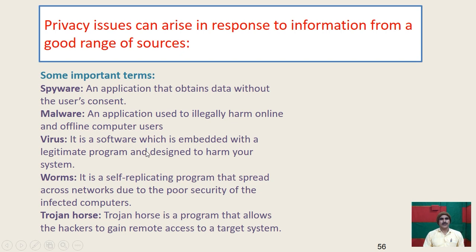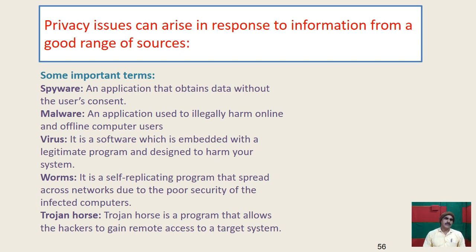There are some important terms about privacy. So there are different terms: spyware, malware, virus, worms, Trojan horse. These are all programs which affect your storage, your system, and your personal data. Now, what is spyware? An application that obtains data without the user's consent. Means here spyware accesses your data without the user's permission.